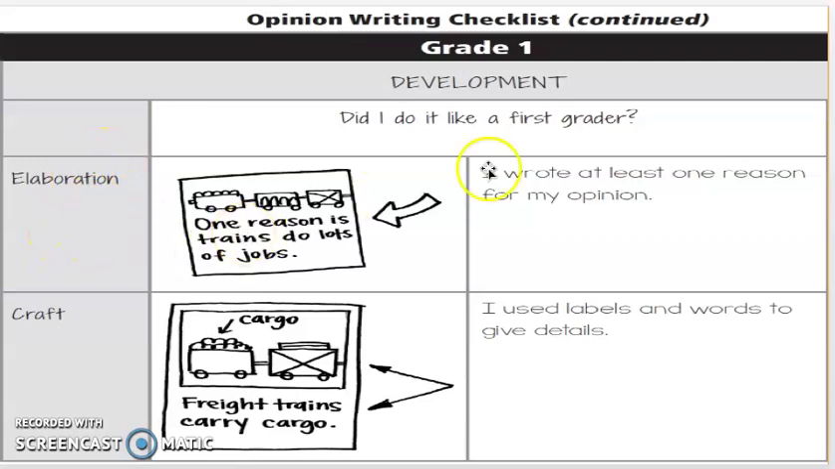For over here, you want to remember, we want to give at least one reason, but you want to always try to give at least 3. So one reason is trains do lots of jobs. You want to make sure when you draw your picture, you're not just leaving your picture blank. You're using labels and words to give details.